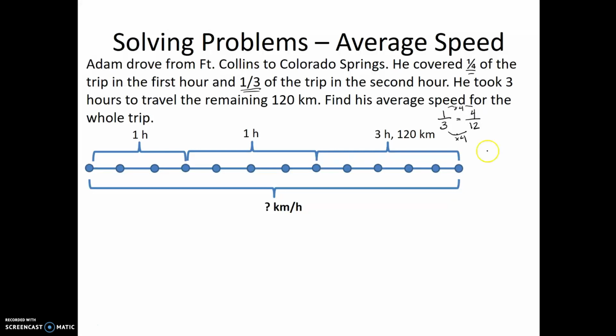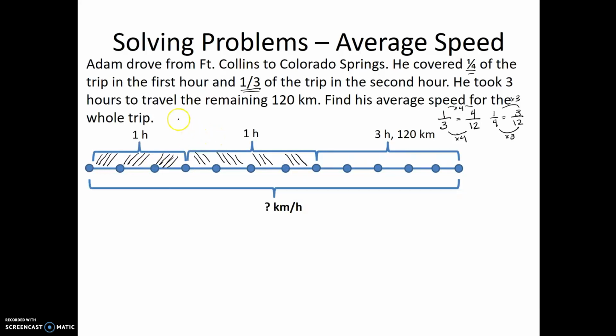4/12ths. That was my 1/3, and let's see what 1/4 is. 1/4 equals something over 12, so I multiply 4 times 3 to get 12. That means I multiply 1 times 3, and that's going to be 3/12ths. So my 1/4 of the trip is going to be right here, these 3/12ths, and my 1/3 of the trip is going to be these 4 right here. That's why on your notes it says 2 hours, and those brackets span 7/12ths, because 3/12ths plus 4/12ths is 7/12ths. So we have 2 hours that have elapsed here.